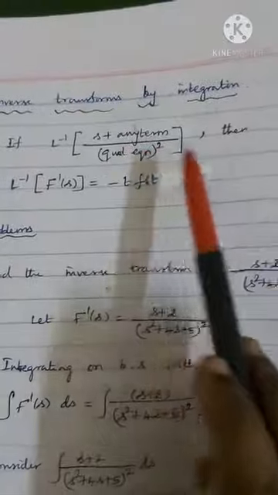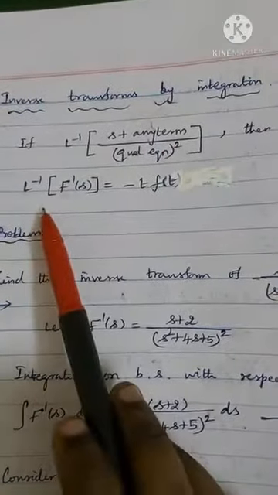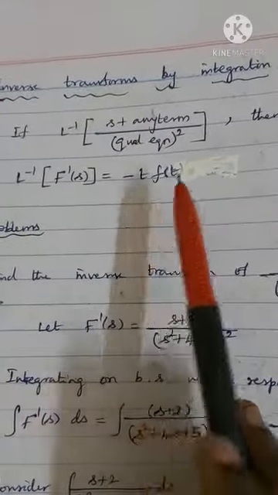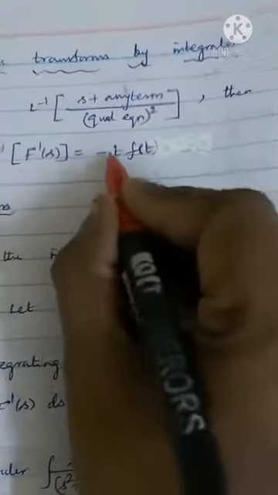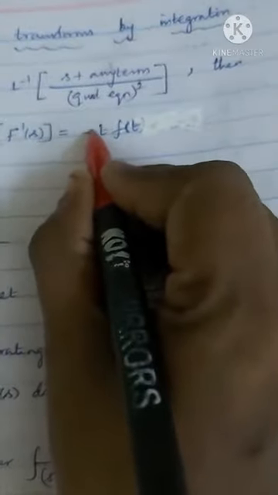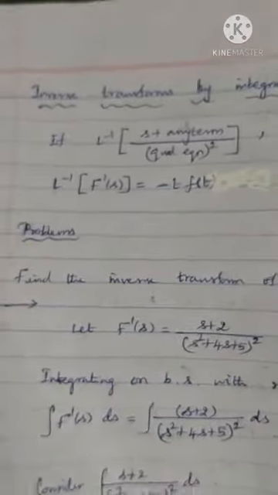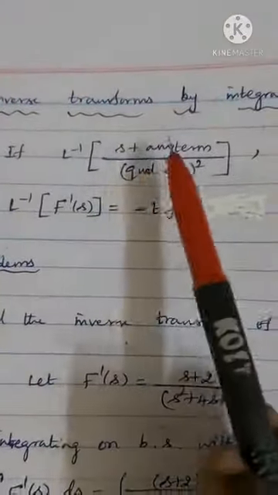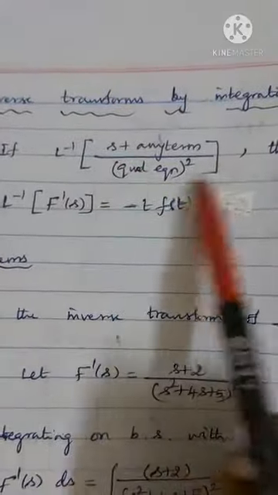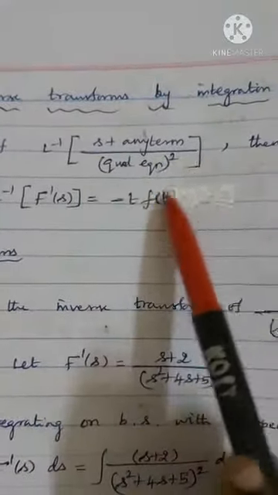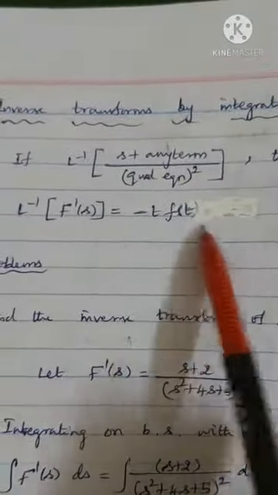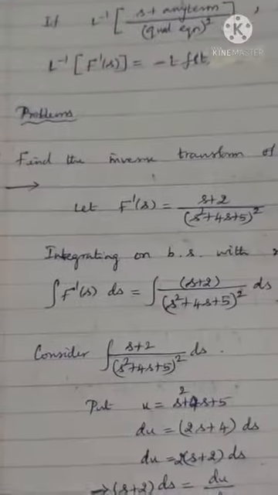So if this is so, then we have a formula. L inverse of f dash of s equal to minus t into f of t. It is minus t into f of t, right? See, the same formula which we used earlier, right? The same formula. I have kept the negative sign on this side. Okay? So whenever we have L inverse of s plus any term by quadratic equation whole square, or the denominator is quadratic equation whole square, we use this formula.